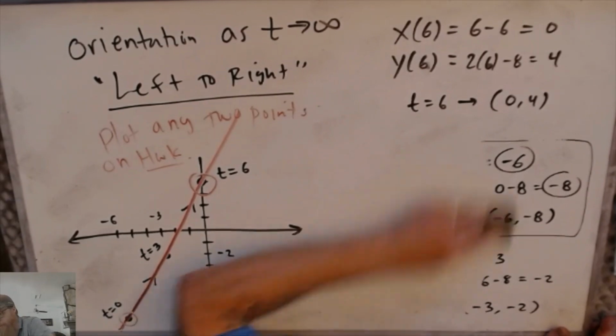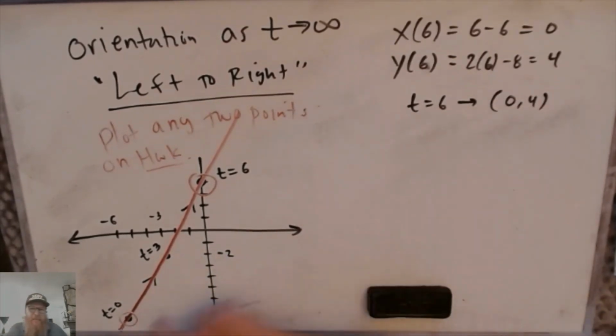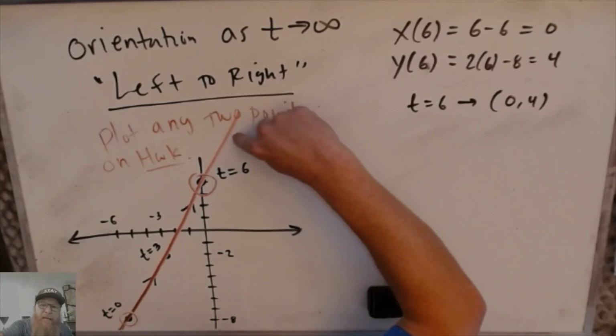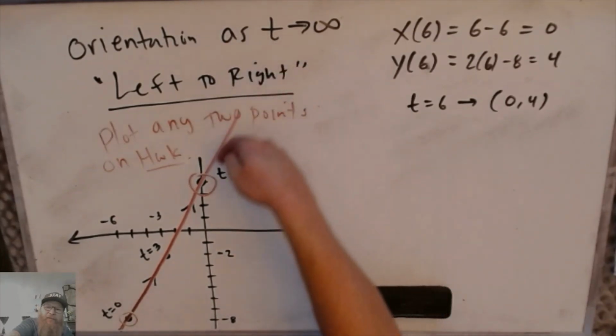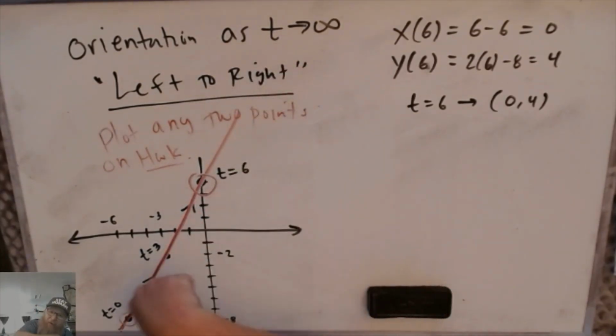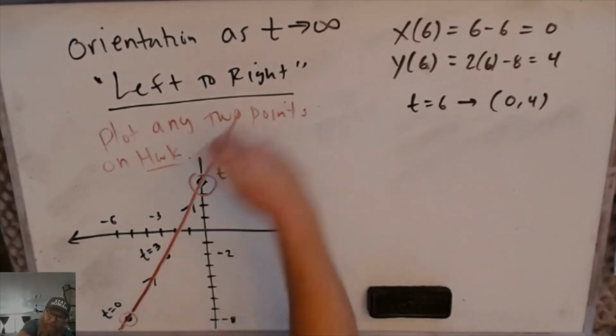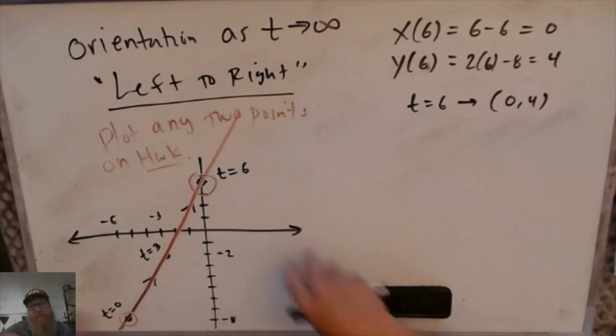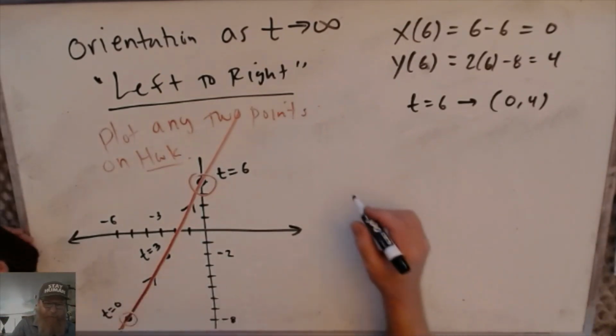So be careful with the orientation. Sometimes if your first point ends up here and then your second point ends up down here in the other quadrant, if these arrows are going the other way, then that would be right to left orientation. I'll do an example of that in a second.